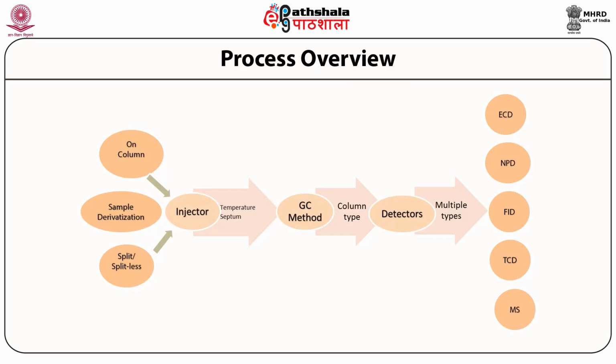So now I will show you a process overview of the GC process. Now, as you can see, this is a flow diagram that is showing you the initial process, whether you're directly injecting the sample on the column or your sample is derivatized, and or you're using the split or splitless mode, the details of which I shall shortly discuss.